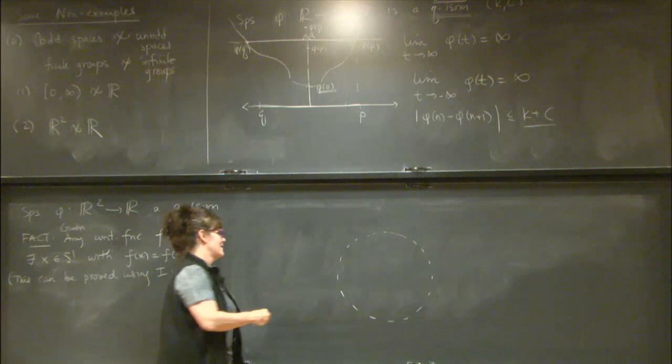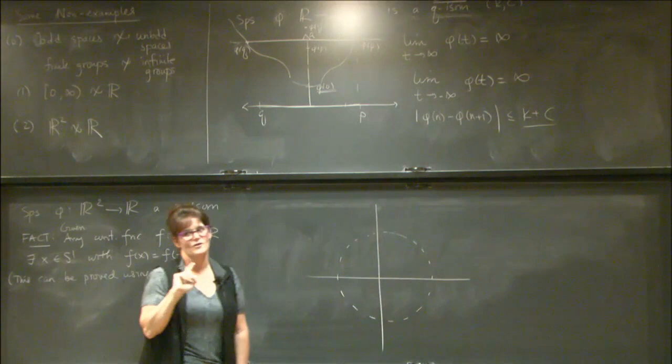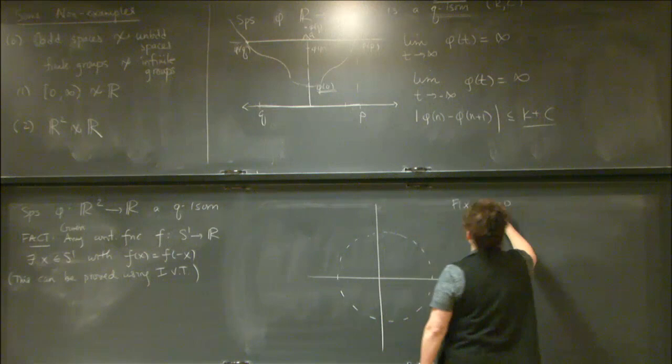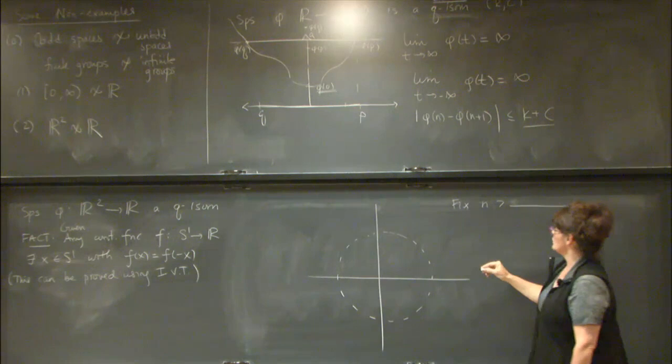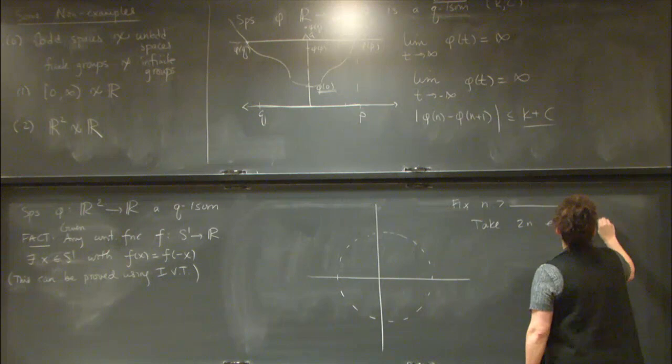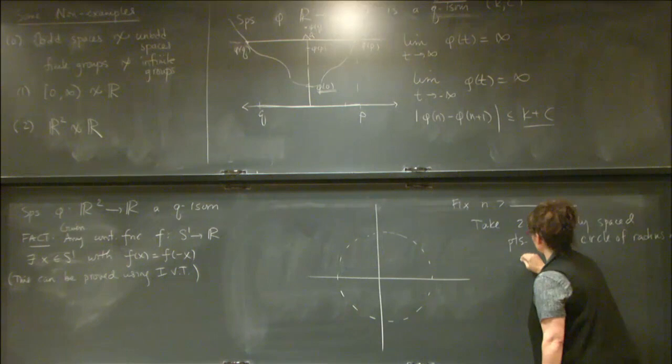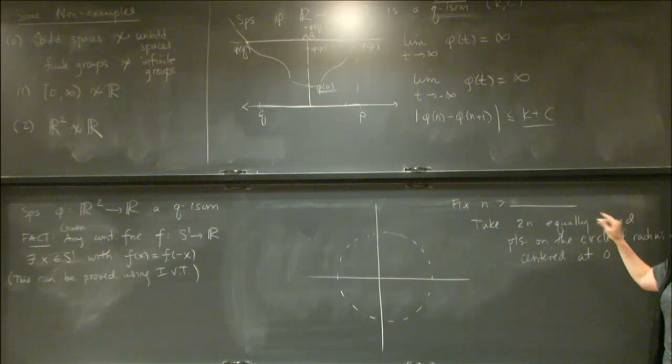All right, so there's my circle. And then you draw the axes. That's the other key. You don't draw the axes first. That never works. So what I want to do is fix an n. It's going to eventually be really large, so it's going to be greater than something, and we can figure that out later. And what I want to do is take 2n equally spaced points on the circle of radius n centered at the origin. So n appears a couple times there. I fix a circle of really big radius.